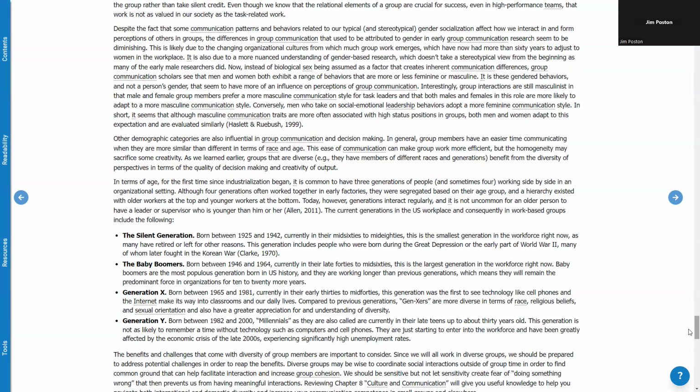Interestingly, group interactions are still masculinist in that male and female group members prefer a more masculine communication style for task leaders, and that both males and females in this role are more likely to adapt to a more masculine communication style. Conversely, men who take on social emotional leadership behaviors adopt a more feminine communication style. In short, it seems that although masculine communication traits are often associated with high status positions in groups, both men and women adapt to this expectation and are evaluated similarly.